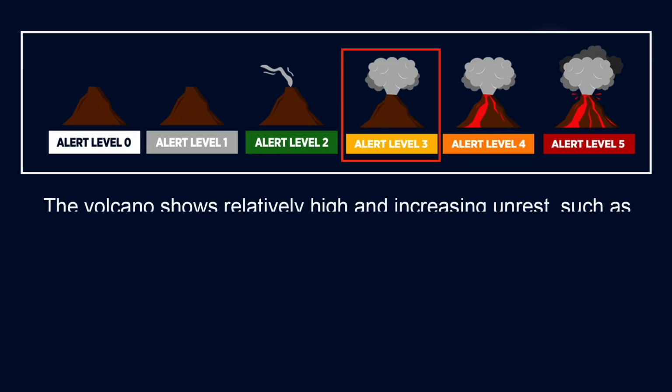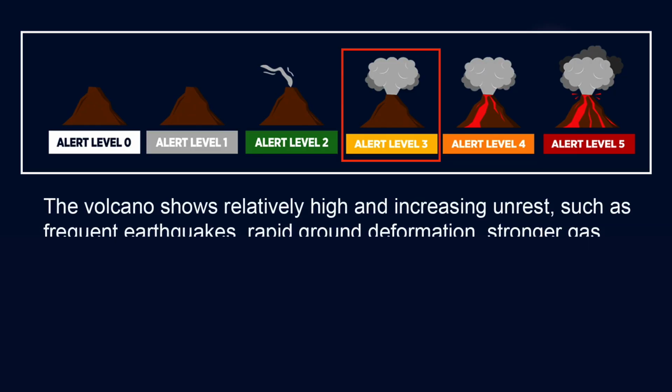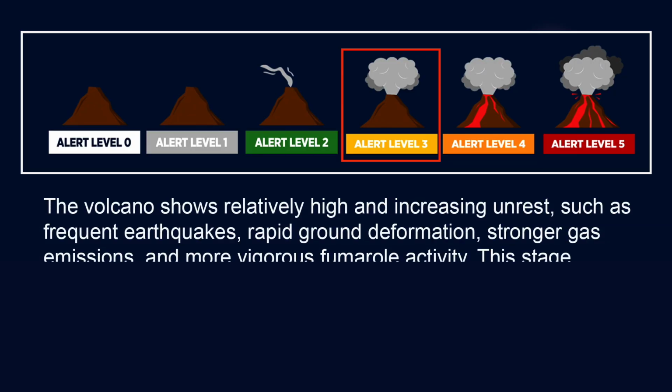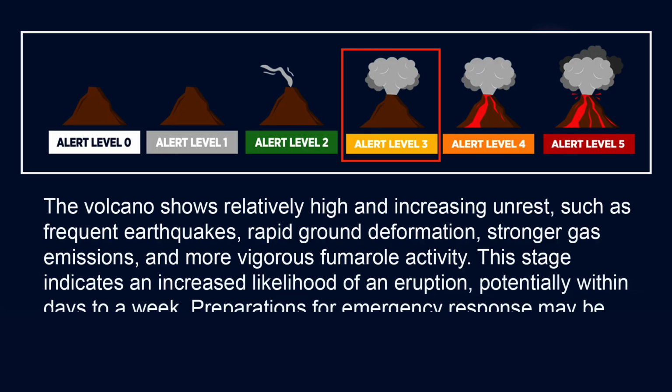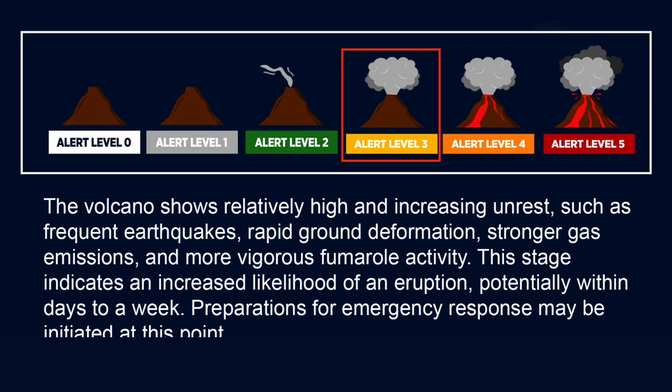The next level is alert level 3. The volcano shows relatively high and increasing unrest, such as frequent earthquakes, rapid ground deformation, stronger gas emissions and more vigorous fumarole activity. This stage indicates an increased likelihood of an eruption, potentially within days to a week. Preparations for emergency response may be initiated at this point.